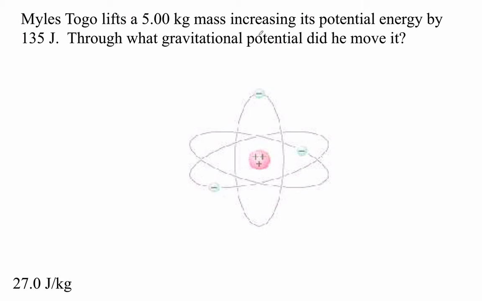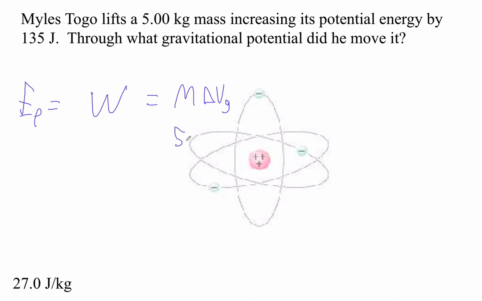All right. A 5 kilogram mass, increasing its potential energy by 135 joules. Through what gravitational potential do you move it? So work is, by the way, going to stand in for potential energy. In fact, if you look in the data packet, there's actually a formula that potential energy is mass times the gravitational potential. But anyway, let's see. That is going to be mass times change in gravitational potential.